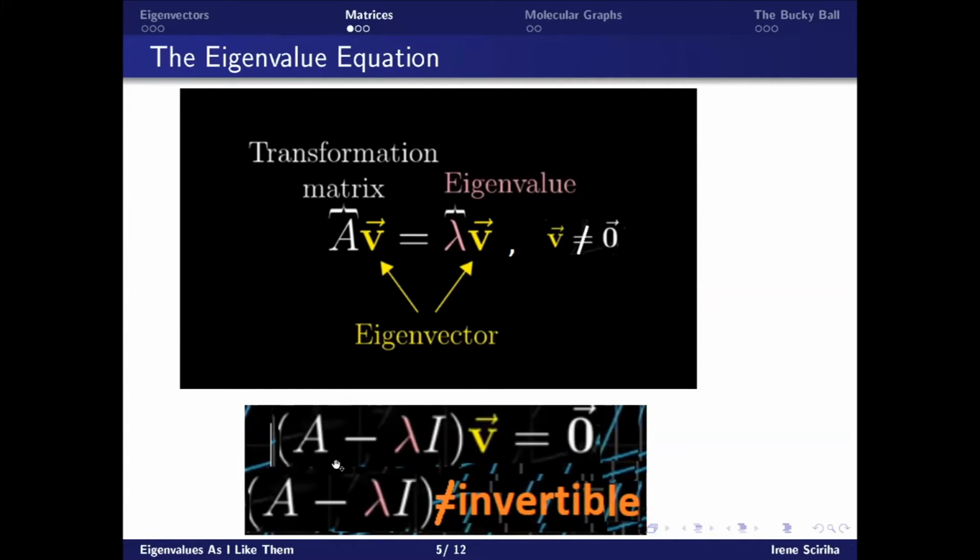And I want V not to be 0, but I know that this matrix multiplied by 0 gives me 0, so the solution is not unique. Therefore, the matrix is not invertible. And as you know, if matrices are not invertible, their determinant is 0.